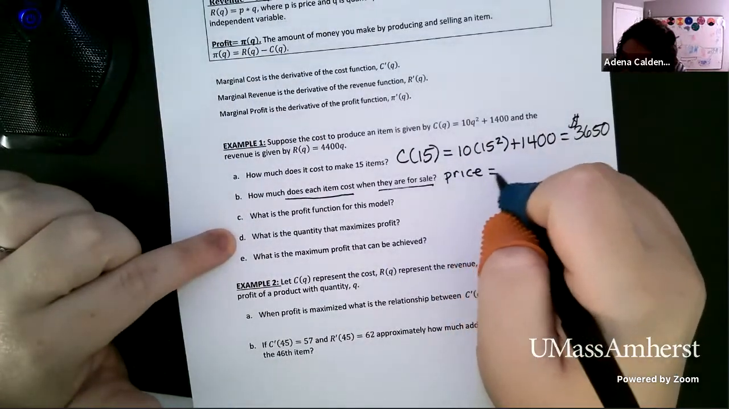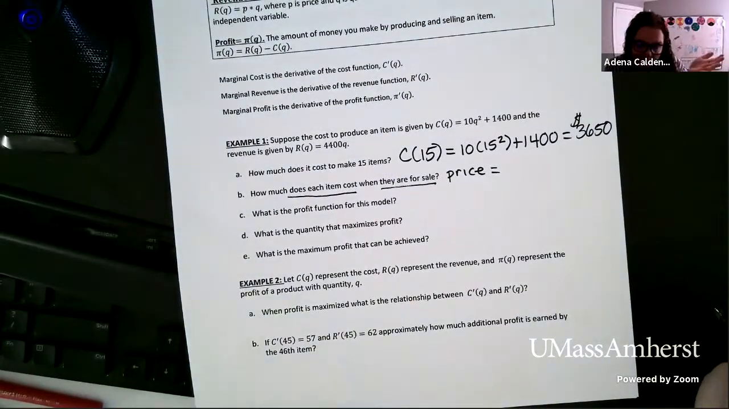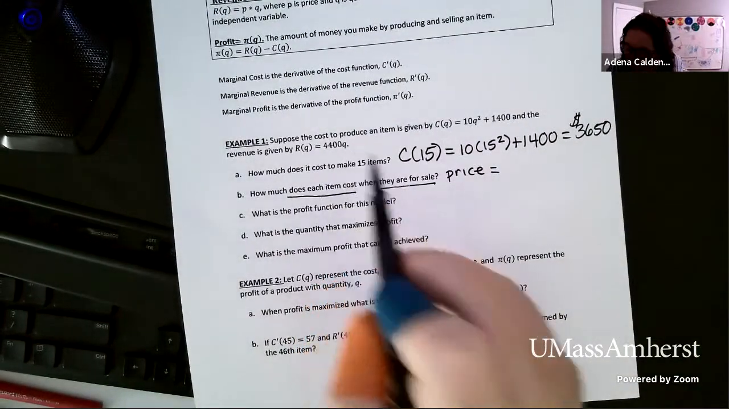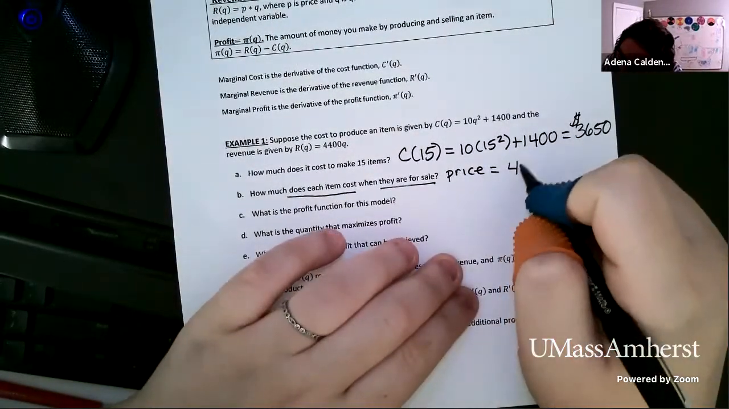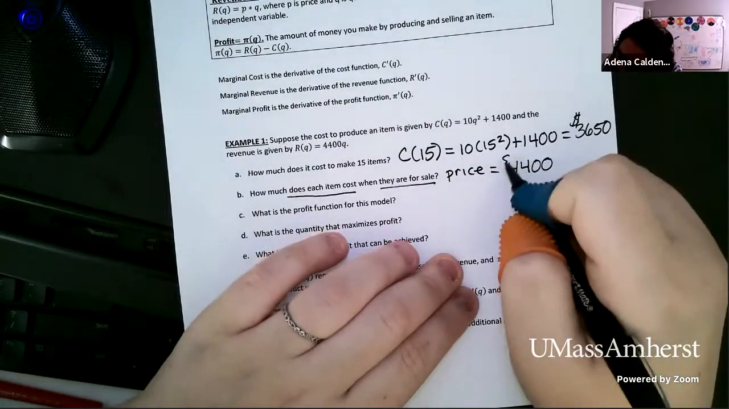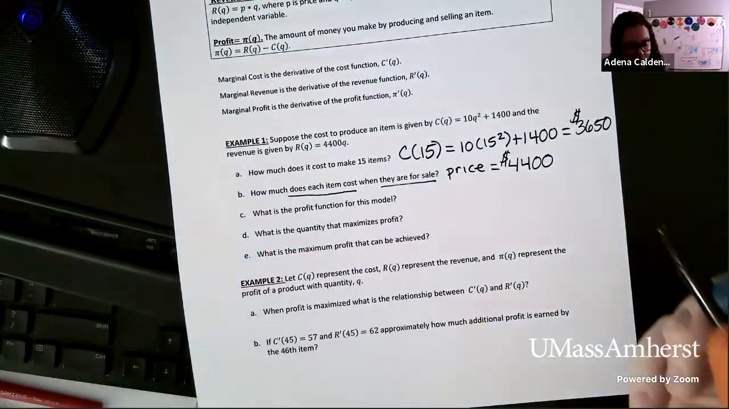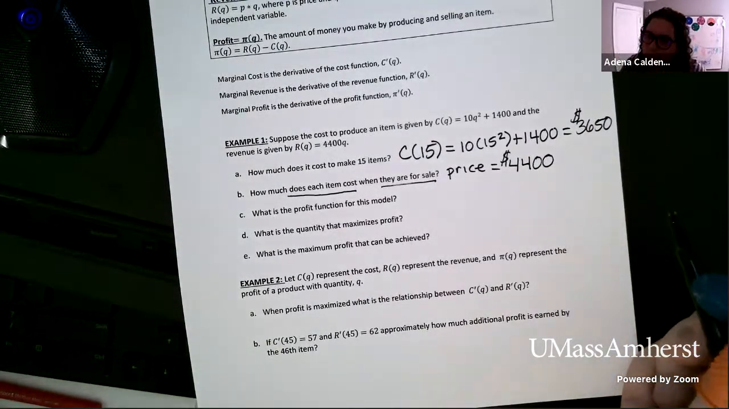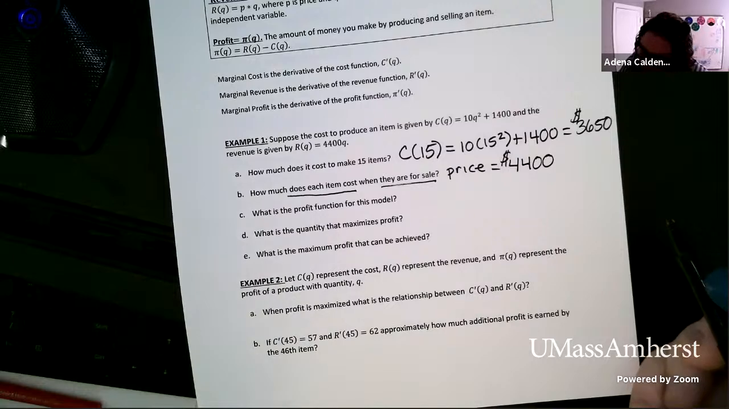So remember that the price comes from the revenue function. So revenue is price times quantity. So we go to the revenue function and we see the constant that's there, and that's $4,400. Okay, so that's how much they cost when we're selling them to another person. That is the price. It's a little weirdly worded.